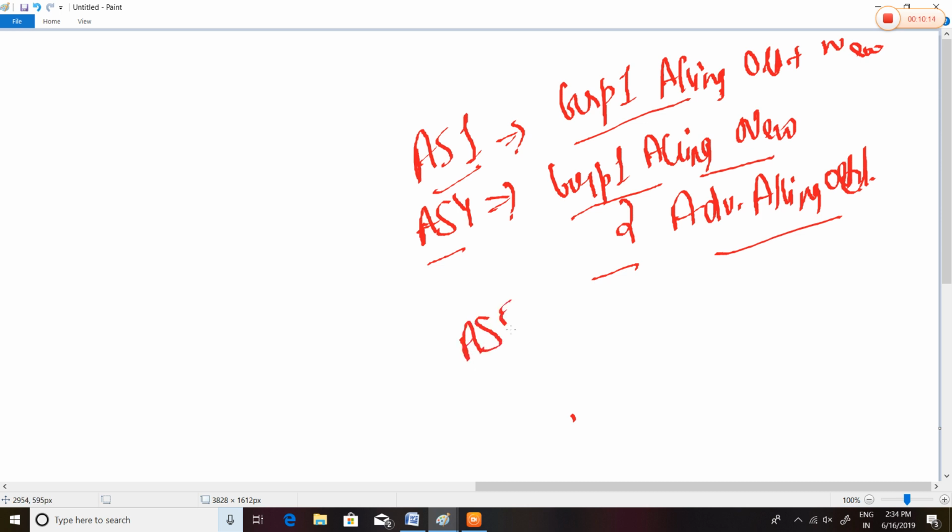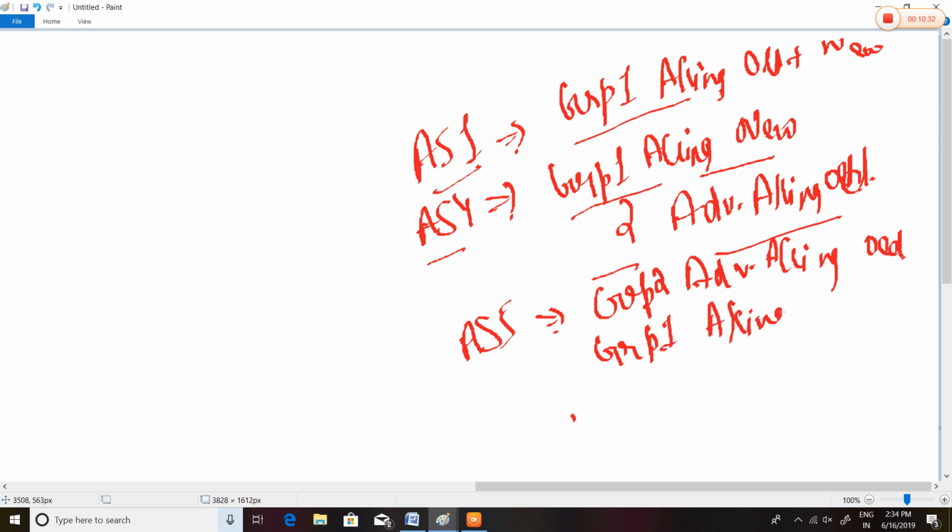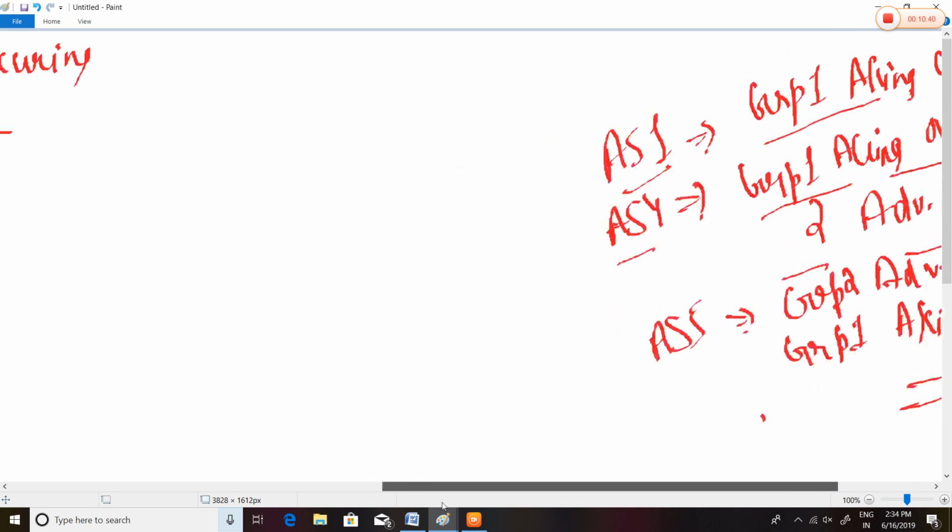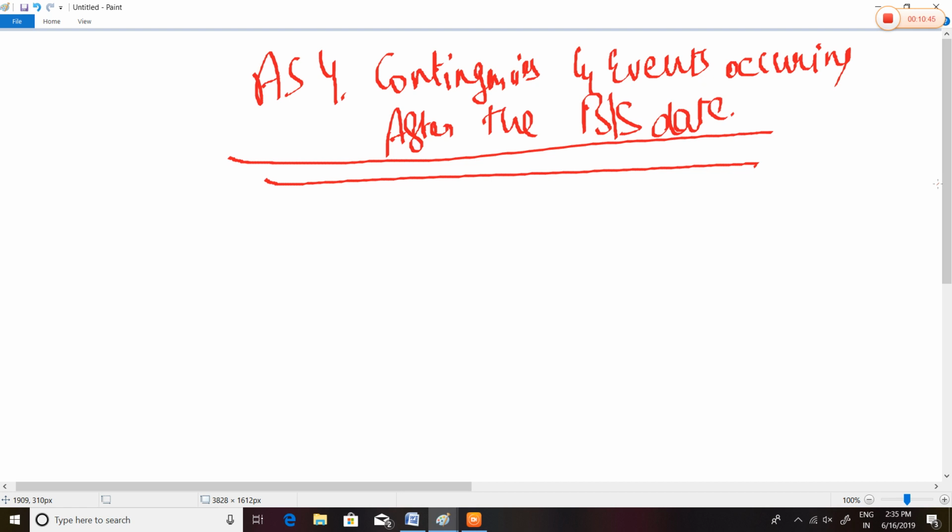And AS5 is of Group 2 advanced accounting of old course and Group 1 accounting new course. Okay, new course. Accounting standard for contingencies and events occurring after the balance sheet date. Contingencies and events occurring after the balance sheet date.